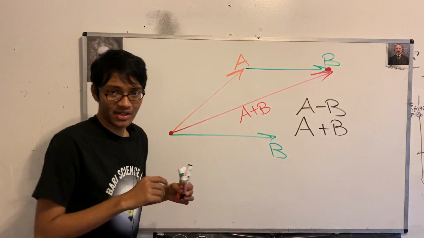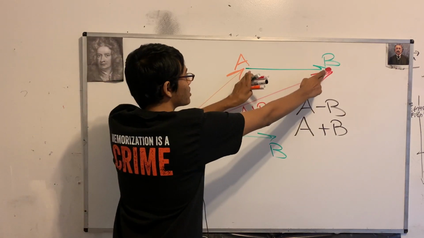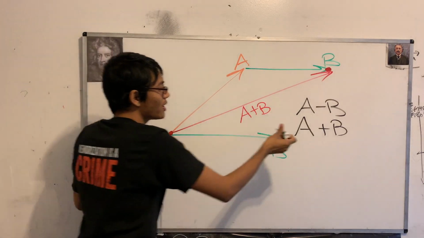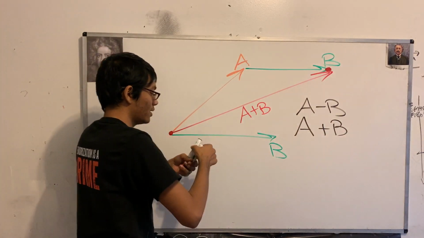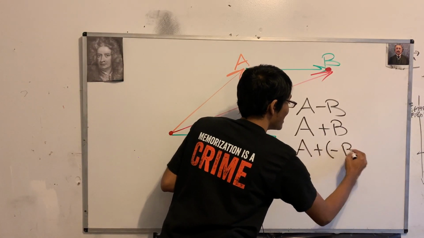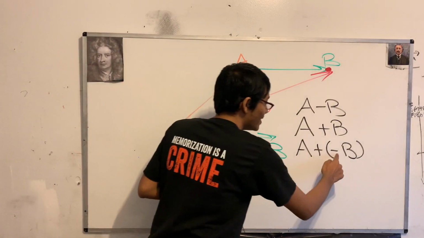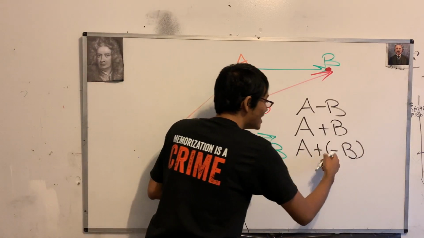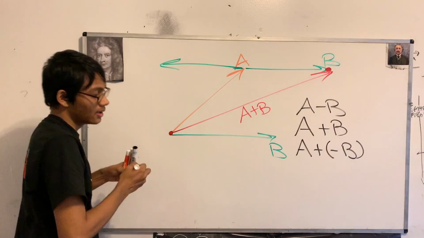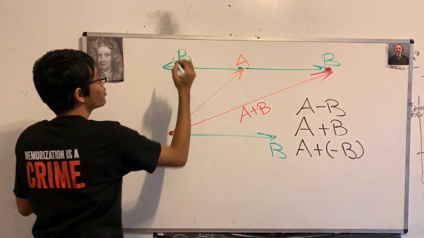Well, here's a way to think of it. If this is B, and this is also the same B, all I did was move it to another place. What would minus B look like? Well, I can say that A minus B is the same thing as A plus negative B. And that gives you an idea. What does this negative mean? It means take B, but flip it. We know that a minus sign means switch the direction of B.